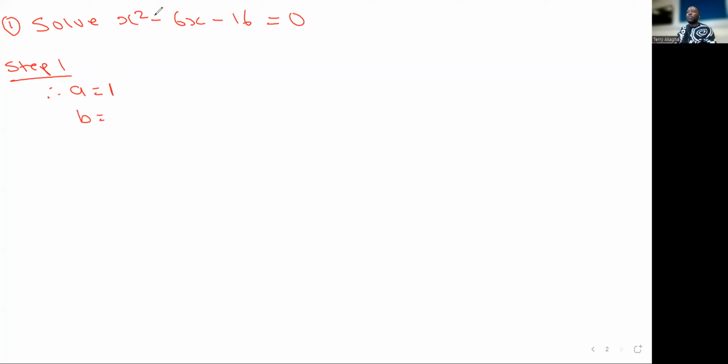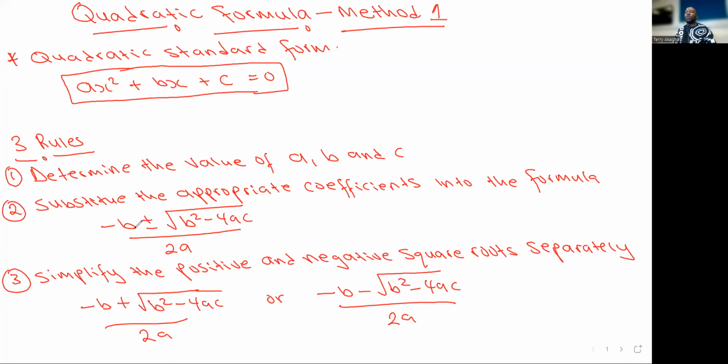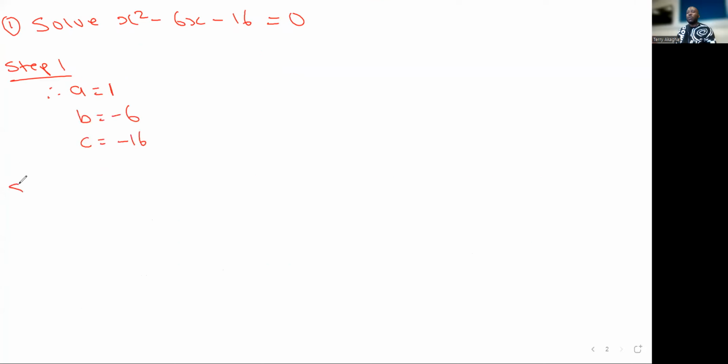The number in front of x is -6. And our C is what? The free term, which is -16. Now, when we're done with that, step 2 said that we should then substitute it into the formula, right? So we're going to do that. So step 2 is that we're substituting into the formula.